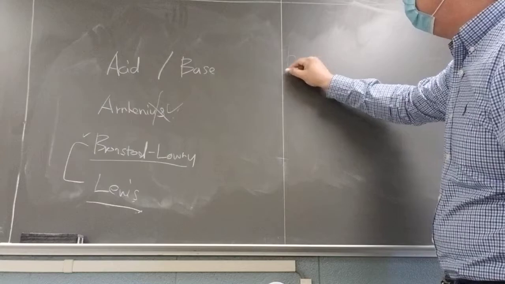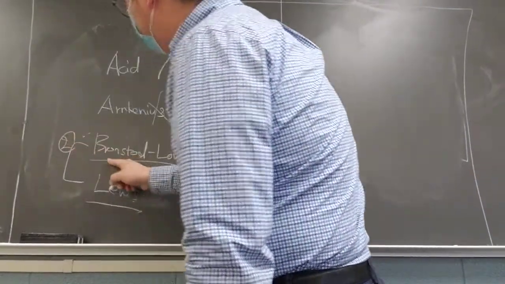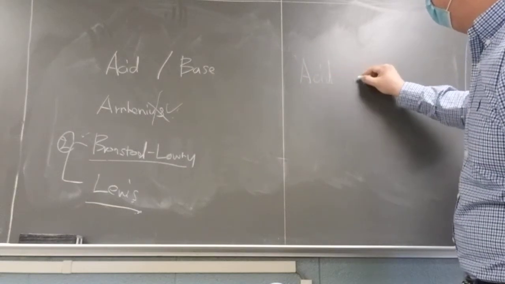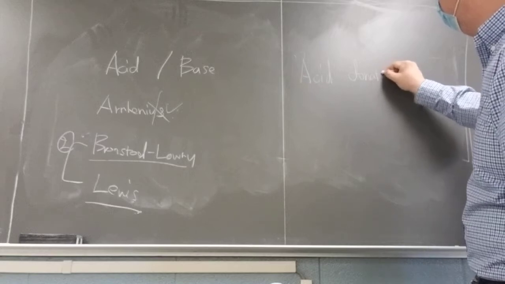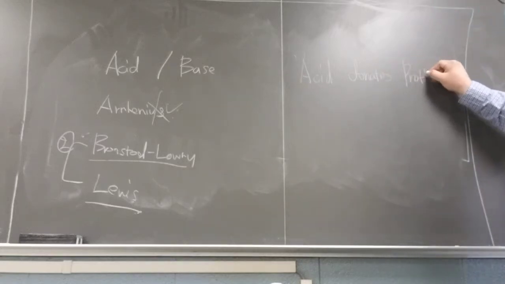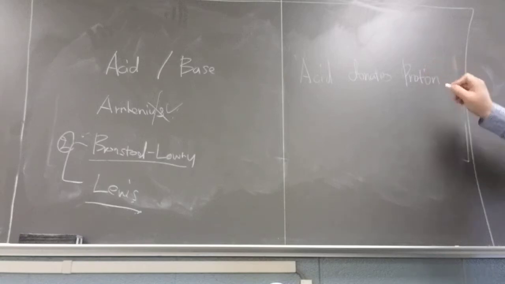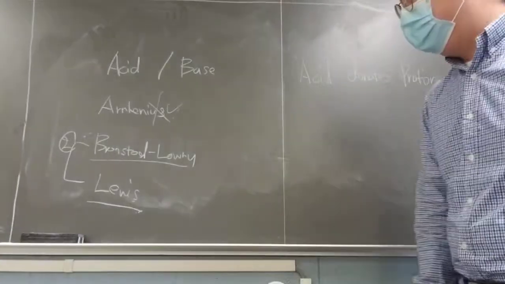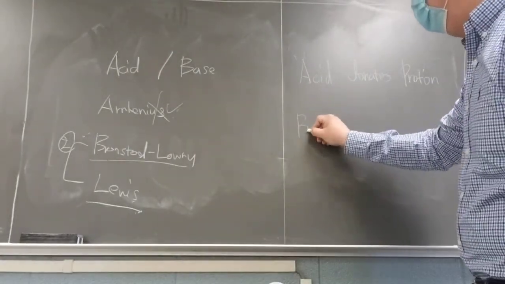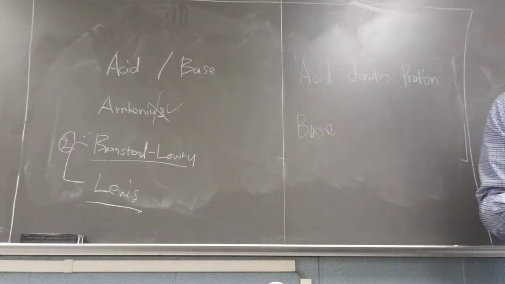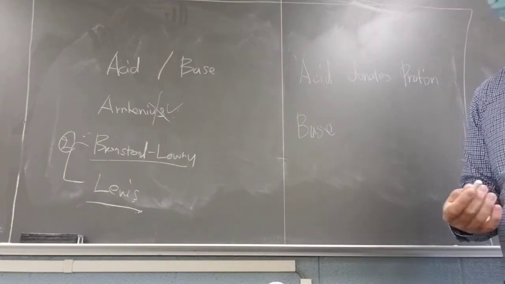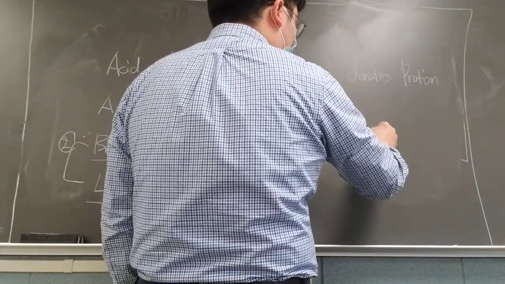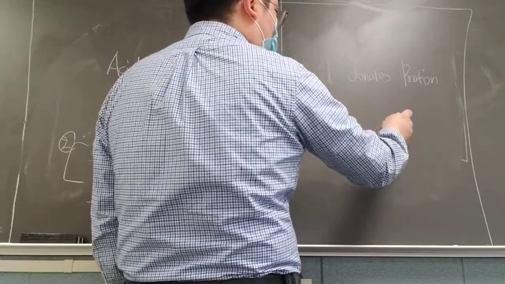So Bronsted-Lowry, on page number 2. In this definition, the acid is the one that donates protons. Okay? So if that compound donates the proton, we call that an acid. Okay? In the Bronsted-Lowry definition, the base is the one that accepts. So they're going to steal the proton from somebody. So they accept. Or you can say they steal the proton from somewhere.